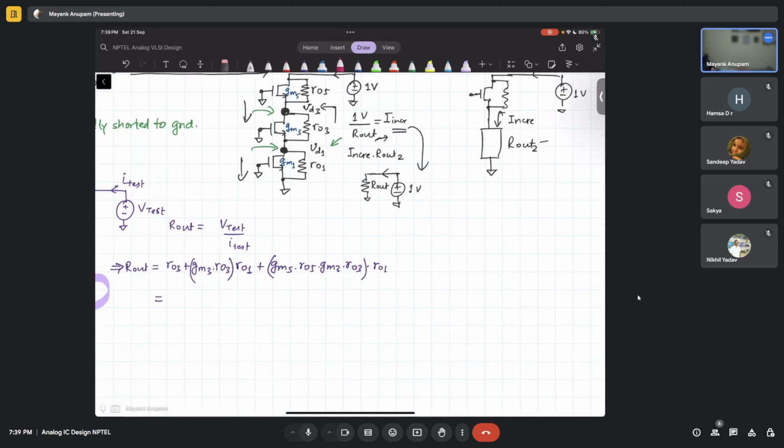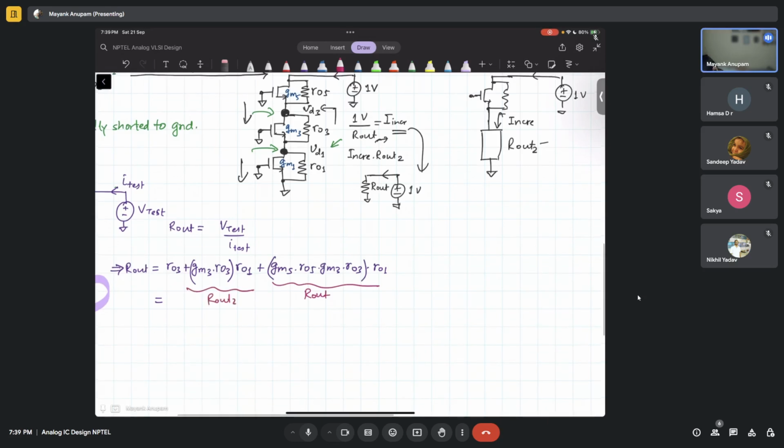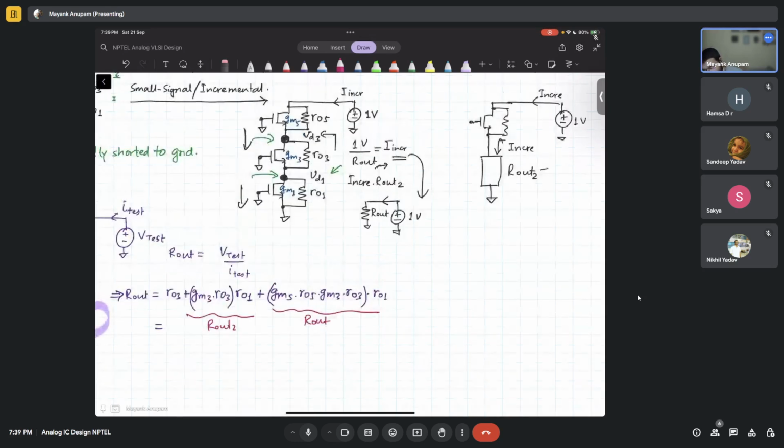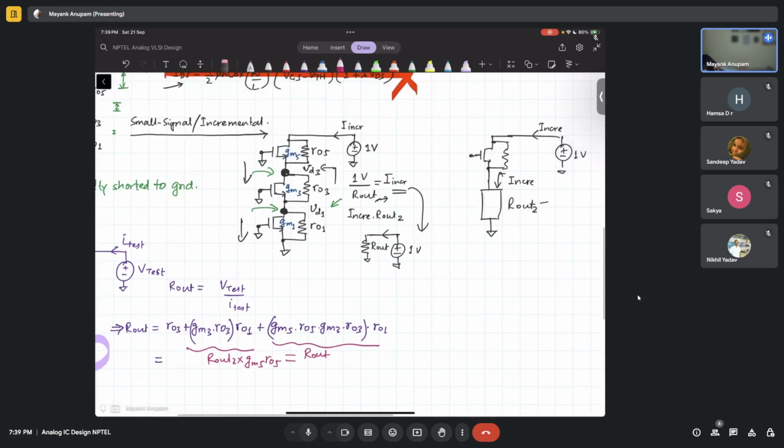So this is R out, this is R out 2. R out is greater than R out 2, right? By what factor is it greater? This guy is GM5 times R05, isn't it? So this is what you can see clearly.